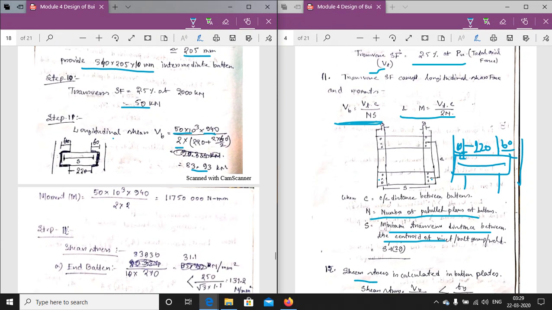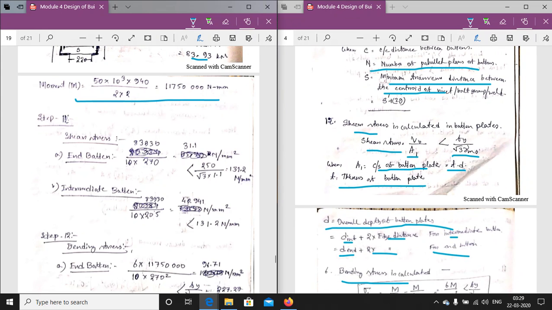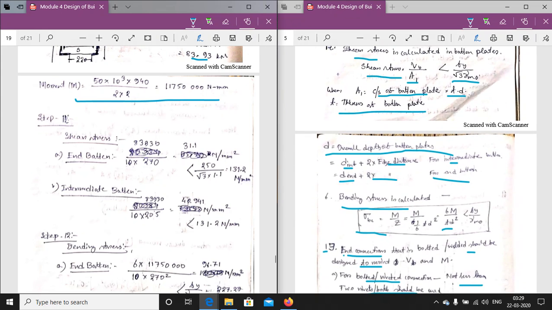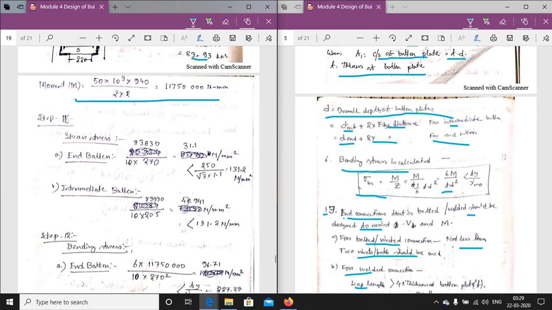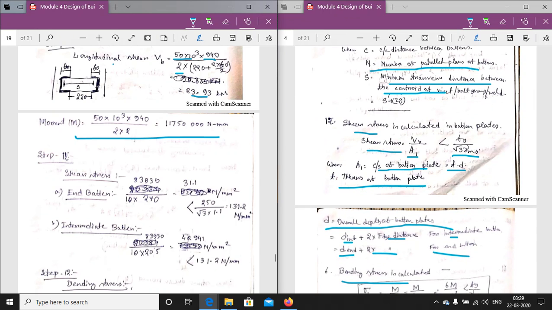So moment will be equal to VT by C into N. So the value of the moment will be the value, putting the formula, we are getting the value. Now the shear stress depends upon the D, that is the overall depth. So two values of the shear stresses and two values of the bending stresses will be determined. The shear stress for the end batten, putting the value, what is the formula for it, that is equal to Vb by Un.